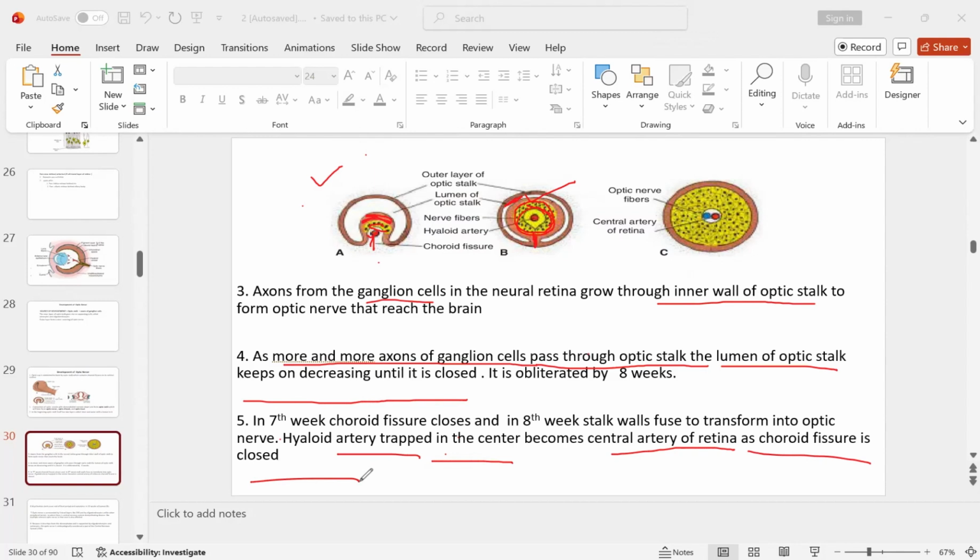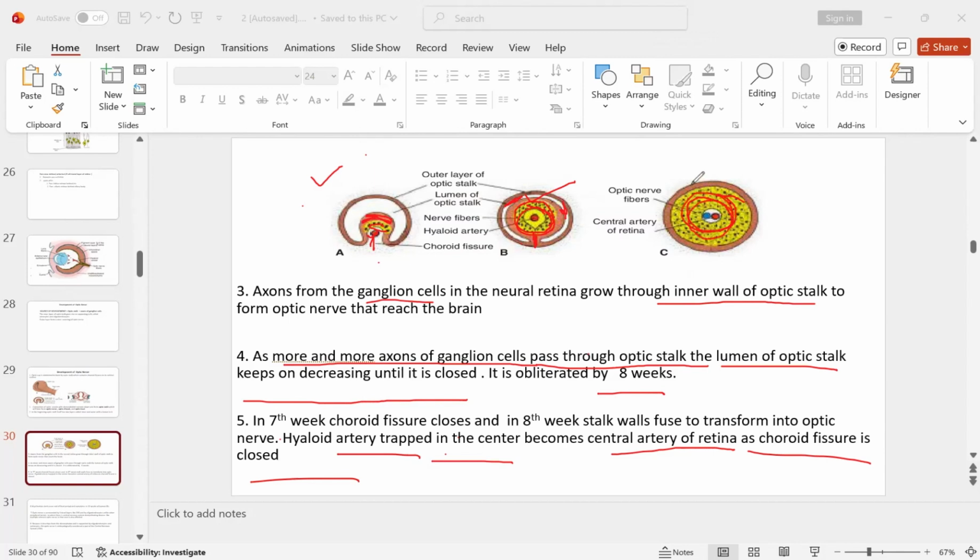So let's now move to the fourth step. Fourth step is the obliteration of the cavity or the lumen between the inner and the outer layer of the optic stalk, and this happens by the 8th week because of excessive growth of axons of the ganglion cells through the inner wall of the optic stalk.